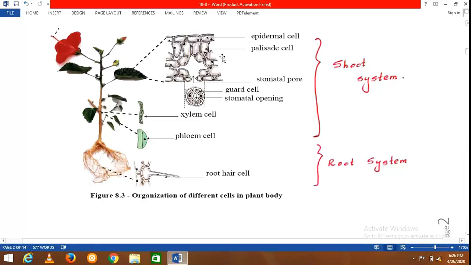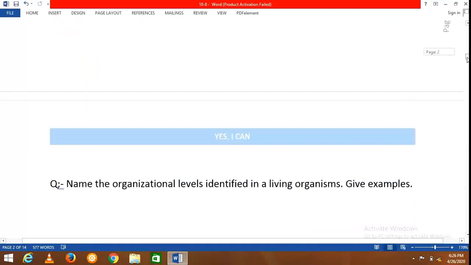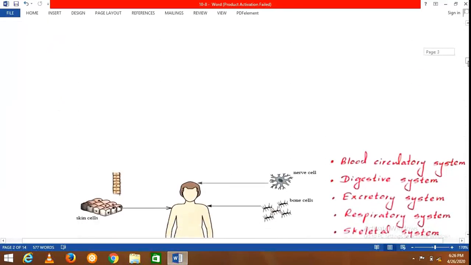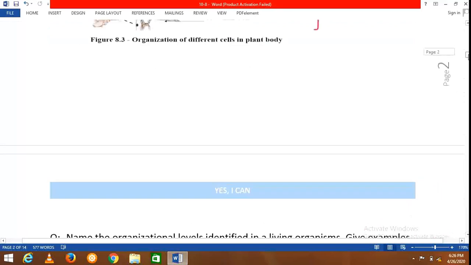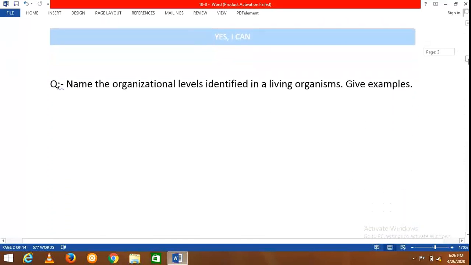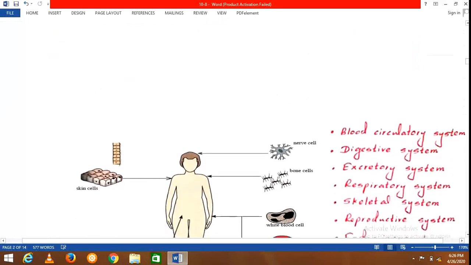So I must say that in the grade 11 first unit you will learn about these tissues and these cross sections and all about these. Then, the organizational levels identified in living organisms, we can give examples for these.